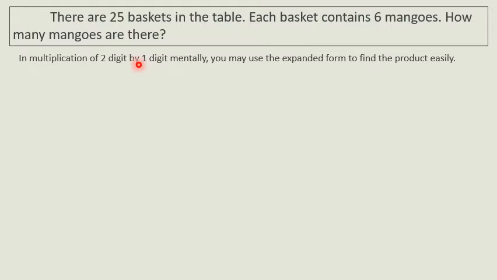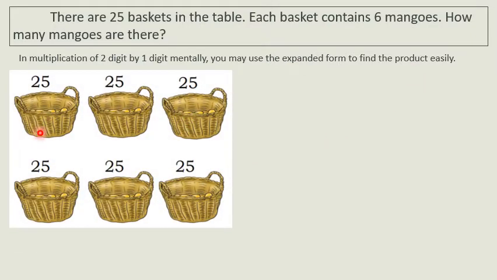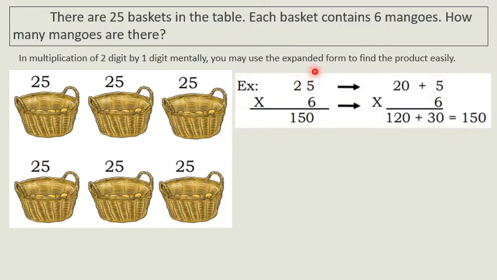Okay, so kapag nag-multiply tayo ng 2 digit by 1 digit mentally, gagamit tayo ng expanded form to find the product easily. So, halimbawa, ito yung basket natin, di ba? Tapos naglalaman siya ng tiga-6 na mangga. So, yung 25, i-expand natin siya. So, kaya siya magiging 20 plus 5. So, yung times 6, ta-times natin dun sa 20. Tapos, yung 6, ta-times rin natin sa 5. Yung 20 times 6 ay 120. Ang 5 times 6 is 30. So, pagkasamahin natin, ganun po pag tayo nag-multiply mentally. So, ang answer is, there are 150 mangoes.